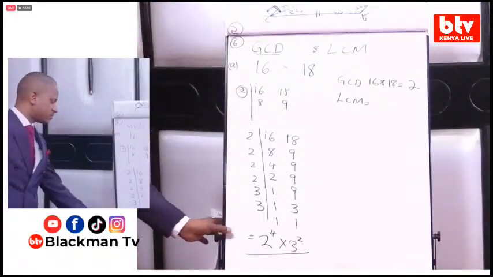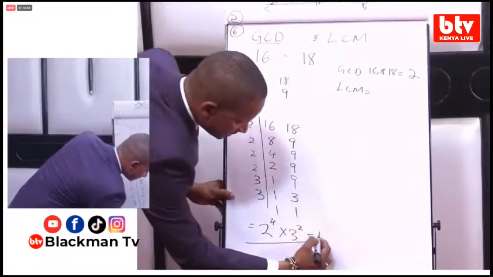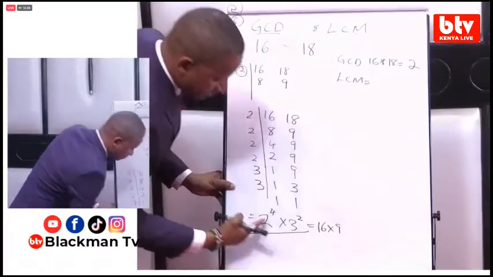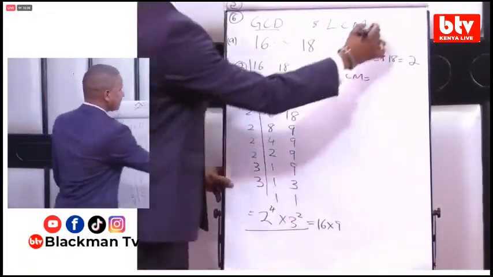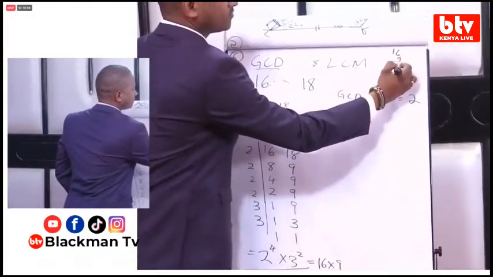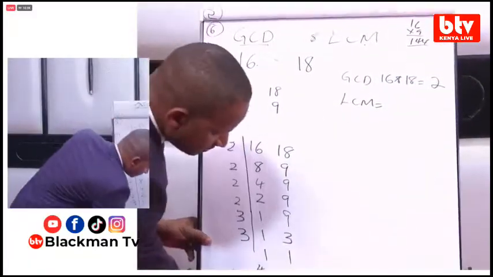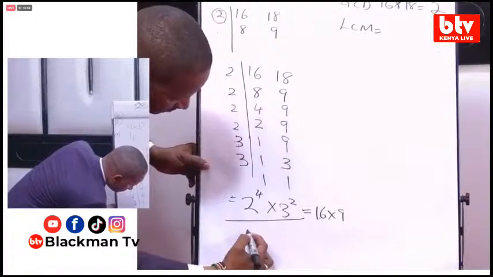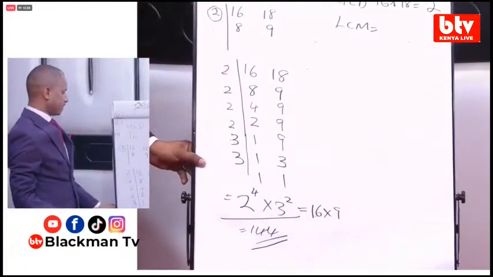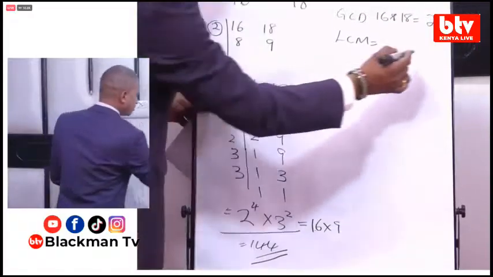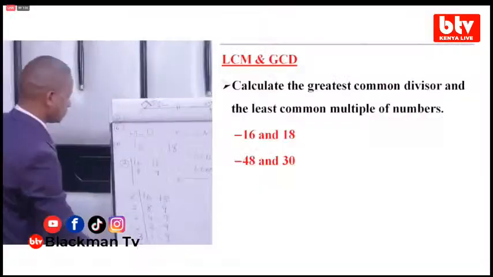You leave it in this form, or you can just simplify it, which is simply 16 times 9. 2 raised to power 4 is 16. 3 raised to power 2 is 9. 16 times 9 is 144. So you leave it in this form, or you write it as 144. Both are correct. That is part A of this question. Part B of this question, let's just go to the next page.